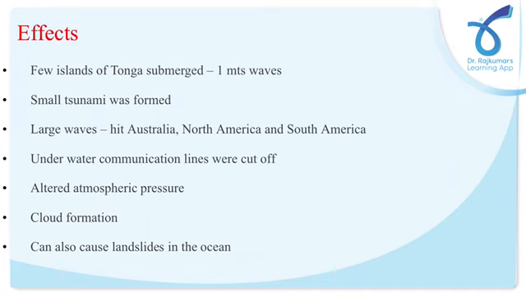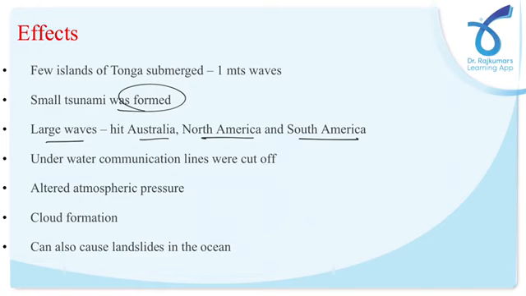So now what were the effects of this volcanic eruption? Firstly, a few islands of the Tonga country got submerged under waves which were up to a height of 1 meter. Secondly, small tsunamis were formed, and also large waves hit Australia, North America, South America, as well as other parts like New Zealand as well as Japan.